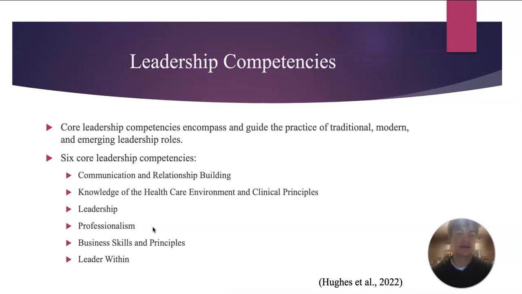The leadership competencies consist of 6 core competencies that encompass and guide the practice of traditional, modern, and emerging leadership roles. The 6 leadership competencies that I want to talk about today are communication and relationship building, knowledge of the healthcare environment and clinical principles, leadership, professionalism, business skills and principles, and leader within.